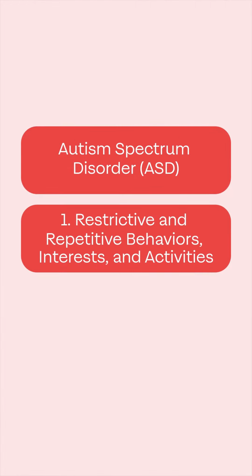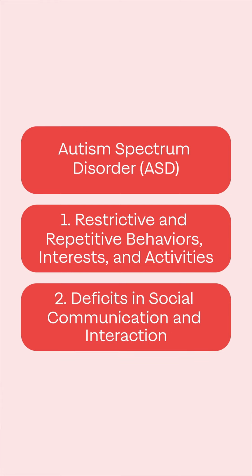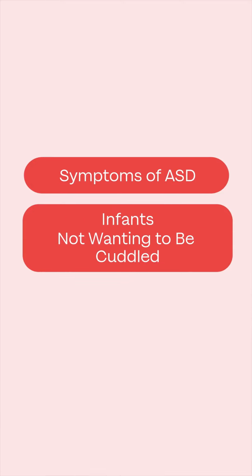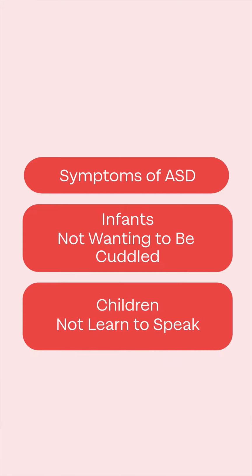In autism spectrum disorder, or ASD, there are two main features. 1. Restrictive and repetitive behaviors, interest, and activities. 2. Persistent deficits in social communication and social interaction in different settings. Symptoms of ASD often affect behavior at any age. Infants might not want to be cuddled, or children might not learn how to speak.